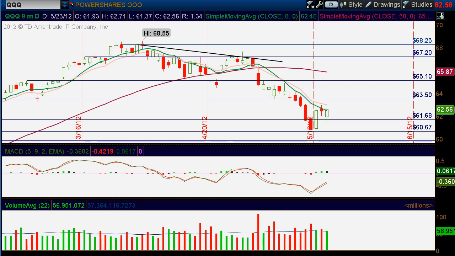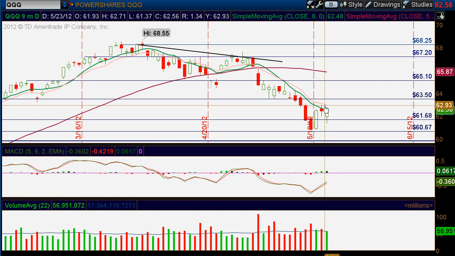And check this out, look at this beautiful bounce that we talked about here on Monday off of that area of support down here at 60.67. We bounced off of it here on pretty nice volume, but we're still struggling at this area of resistance where you see that 8 moving average. We're still stuck right here because this is a pretty significant area of resistance.